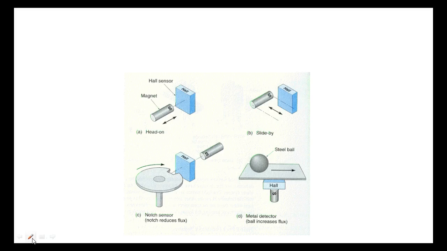So Hall effects don't sense metals, but we can make them appear to sense metals. What we do is put a magnet in front or behind the Hall effect, and then when the metal comes through, it causes the magnetic field to concentrate through the Hall effect sensor. So we use special Hall effect sensors even to sense metals.